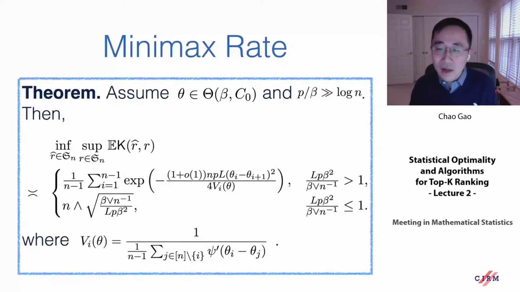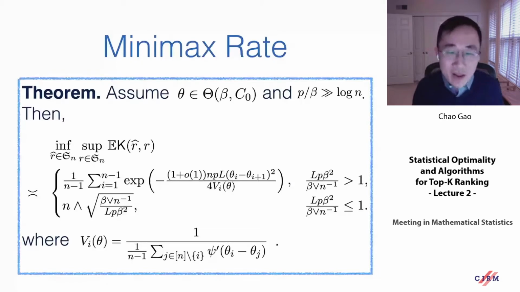that is defined to be 1 over the average of the derivative of the difference of skills, right? And the signal to noise ratio parameter of the minimax rate, as you can see, is given by L p beta squared over the maximum of beta and 1 over n. So it's more complicated than the Gaussian rate.